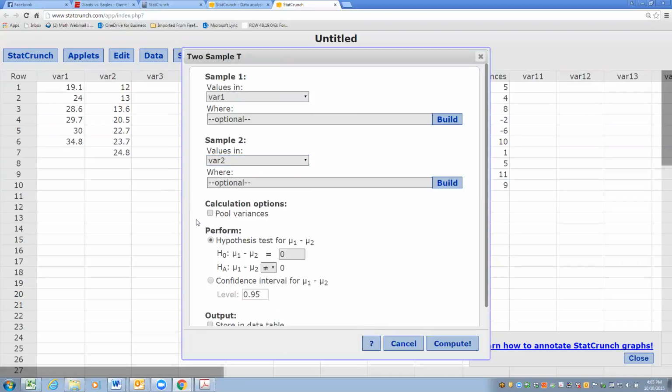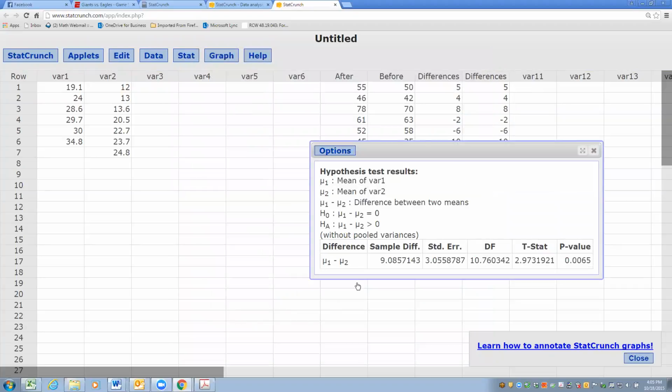Uncheck the pool variances box because we're using Welch's, we're not pooling variances together. I want that mu1 is greater than mu2, and I will hit compute. And notice it gives me my test statistic and a p-value. It tells me the p-value is 0.0065.